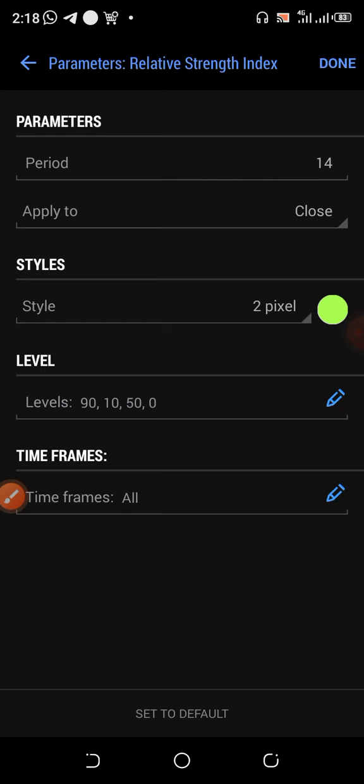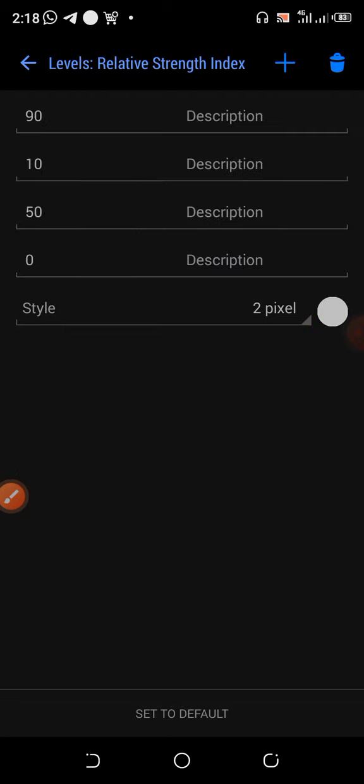Now I'm using the relative strength index, which is RSI, and I'm using 14. My levels are 90, 10, 50. All right.